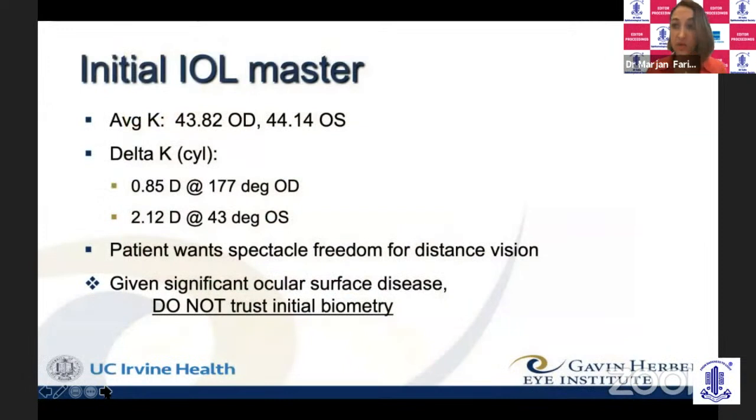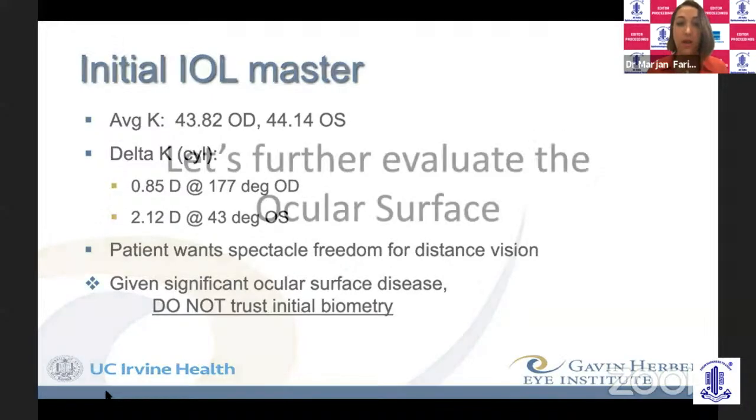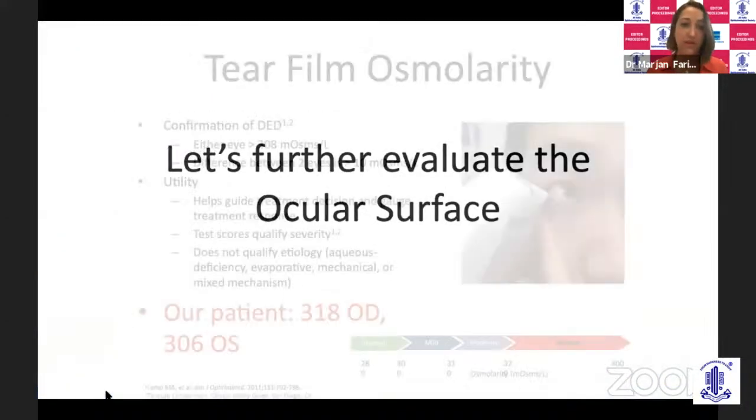So we did an initial IOL Master, which had been done before the patient got into the room with me. One of the other red flags is that there's a big difference in the keratometry between the two eyes: less than 1 diopter of astigmatism in one eye and over 2 diopters in the other. That should also send up red flags. This patient specifically wants spectacle freedom, so maybe wants something like a multifocal intraocular lens. Given this significant ocular surface disease, don't trust the initial biometry measurements and further evaluate the ocular surface.